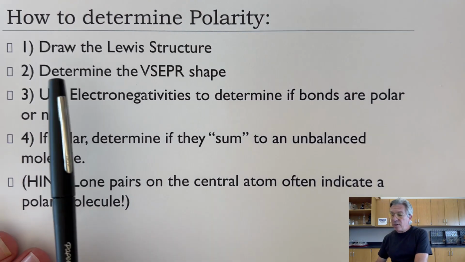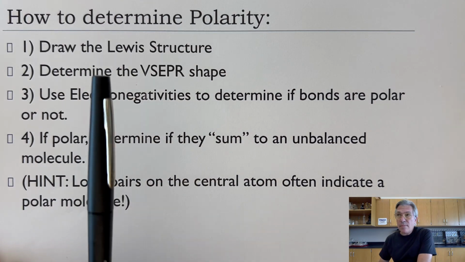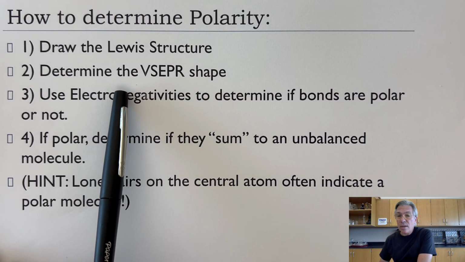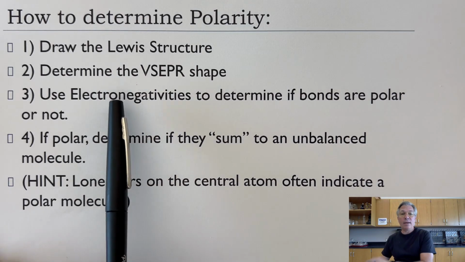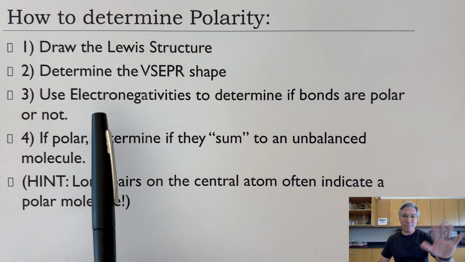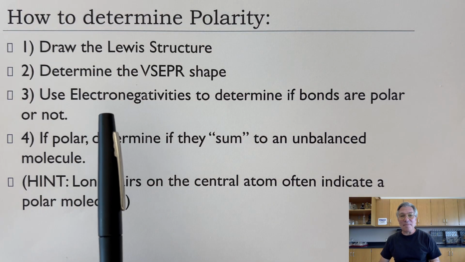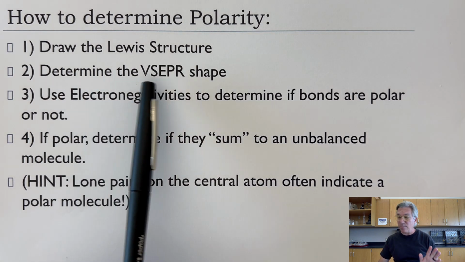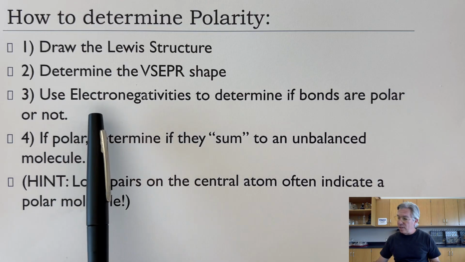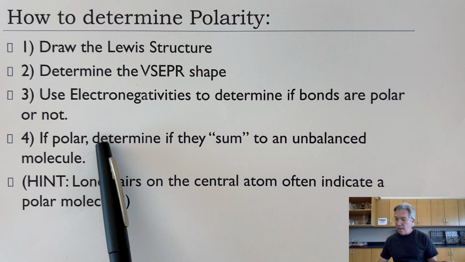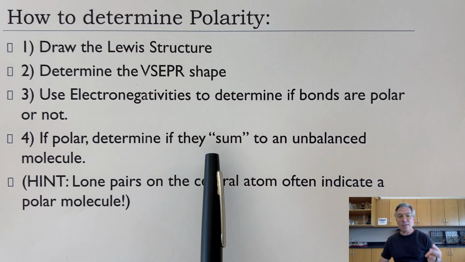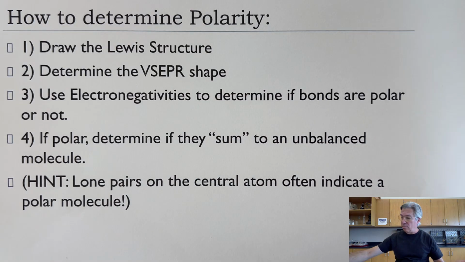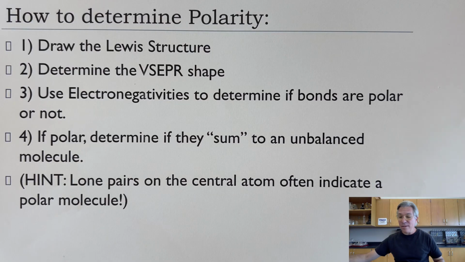How to determine polarity? First, you need to draw the Lewis structure. The problem I just showed you, there was no Lewis structure drawn, but there were 4 choices. So if you can't visualize the molecule, and there's no shape there, just go ahead and draw them. Make sure you have the Lewis structure because we determine the VSEPR shape from that. And we use electronegativities to determine if the bonds are polar or not. If they're polar, determine if they sum to an unbalanced molecule or an asymmetrical molecule. Usually, lone pairs on that central atom often indicate a polar molecule. So if you don't know if it's got lone pairs, just draw it.